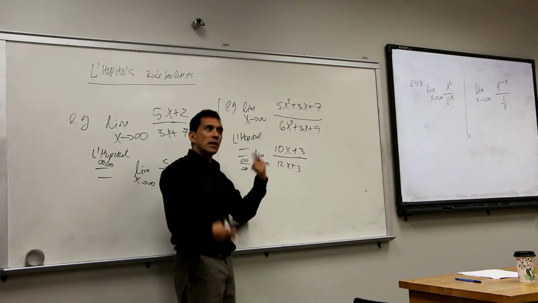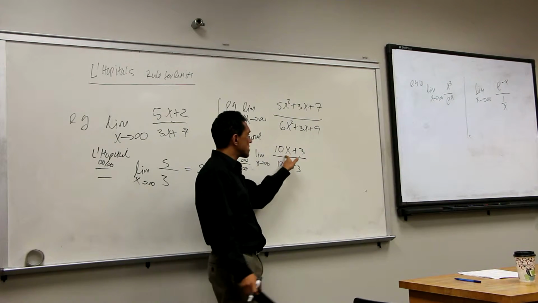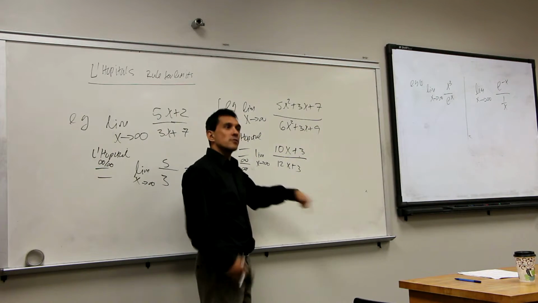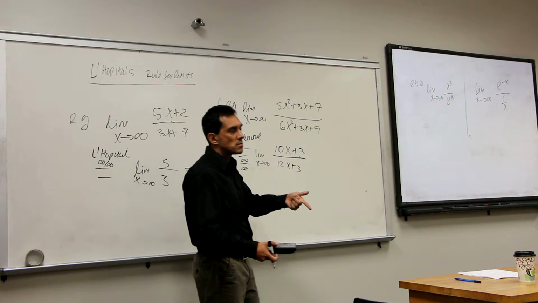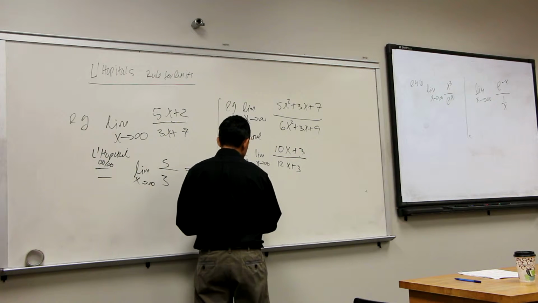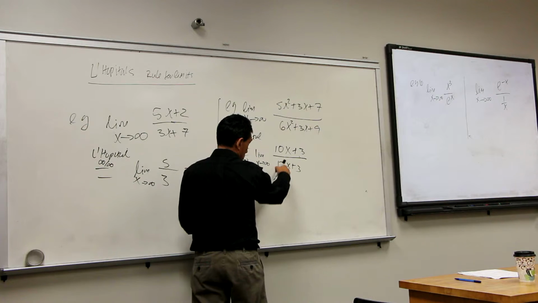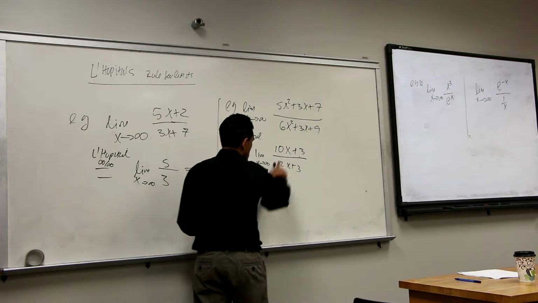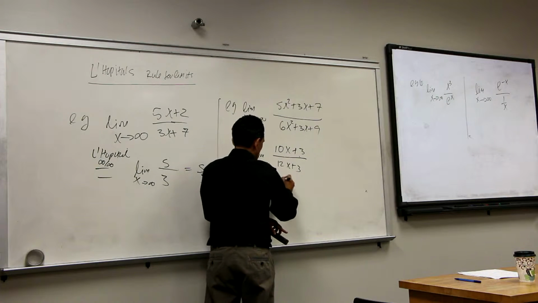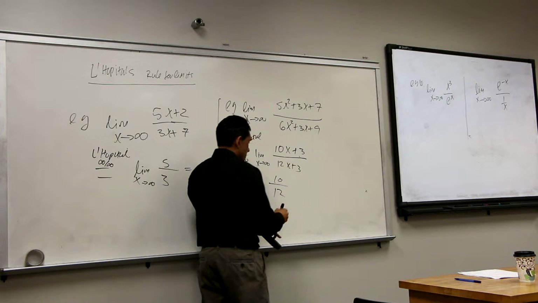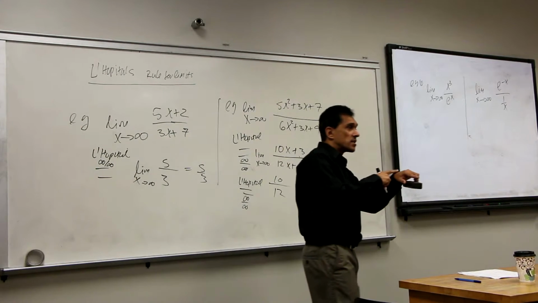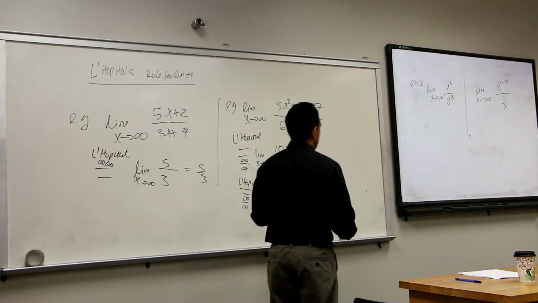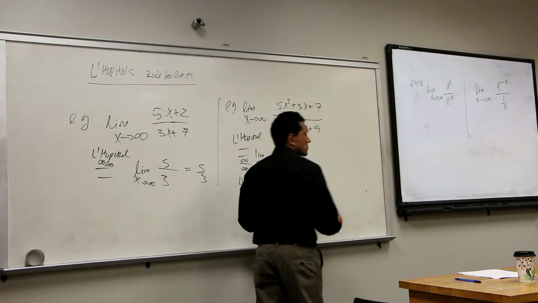And what do you have? Lo and behold, you have the same thing. As x goes to infinity, this goes to infinity. And as x goes to infinity, this goes to infinity. So do it again. Again, infinity over infinity. What's the derivative of the numerator? 10. What's the derivative of the denominator? 12. So infinity over infinity is 5/6. Okay.